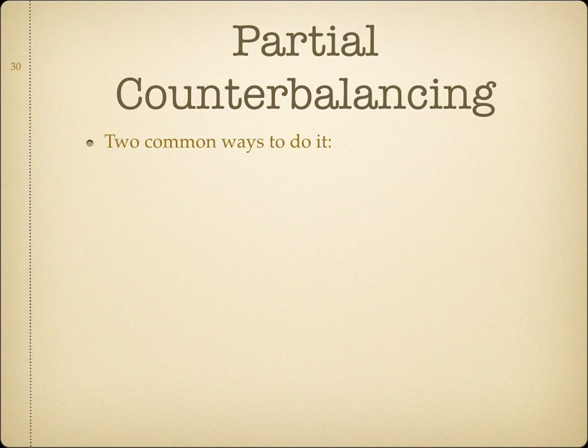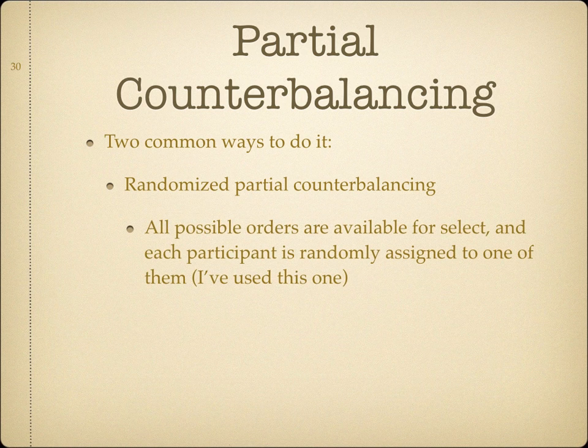There are 2 common ways to do it. Randomized partial counterbalancing simply means that if you have 5 conditions, 120 possible orders are available to select, and each person is randomly assigned to one of them. I've actually used that in a study once when I had a lot of orders to deal with, and I wanted to make sure that I got a good sampling of all the orders, because I knew I could never get all the orders represented.